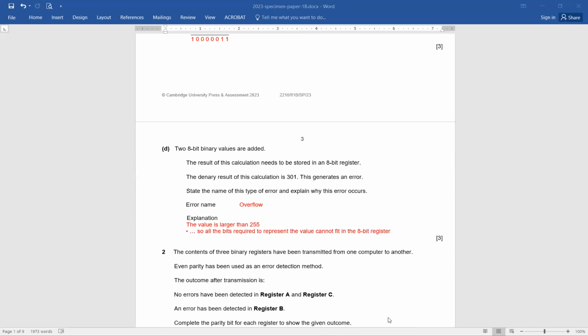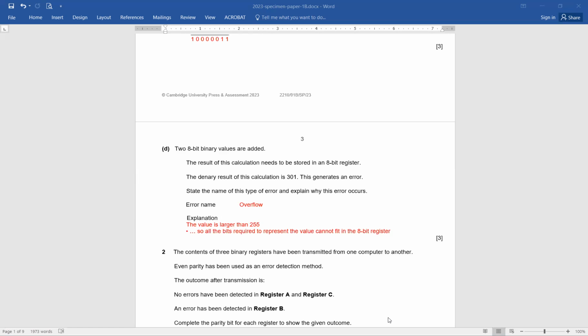By the way, if you can recall, what is the maximum value stored in 8 bits? Yes, if you can recall very quickly, if all the 8 bits are turned on, then what is the equivalent denary number?